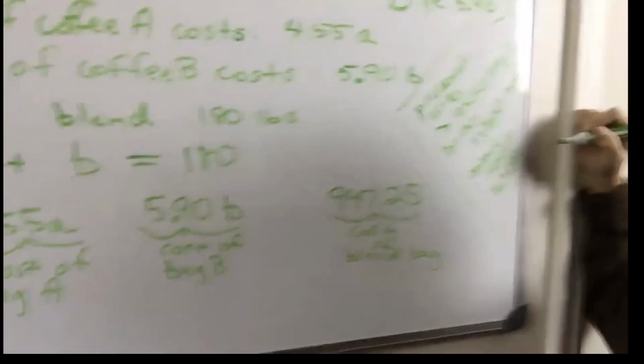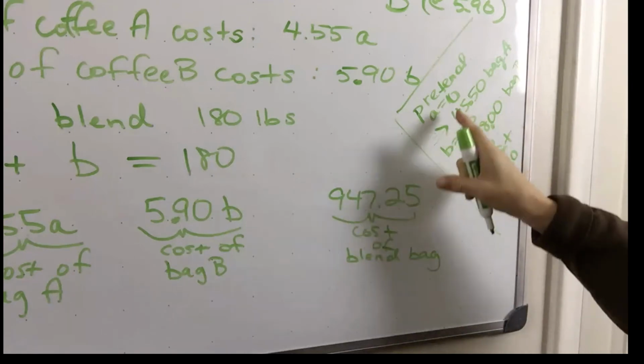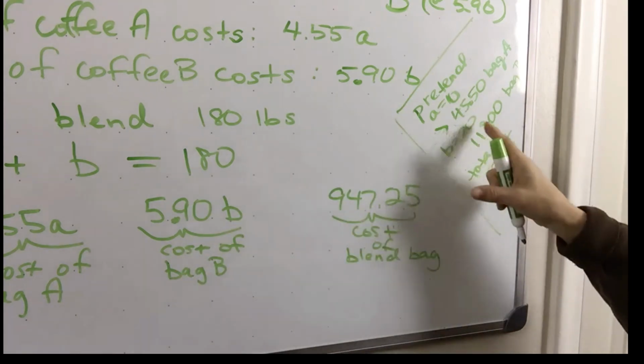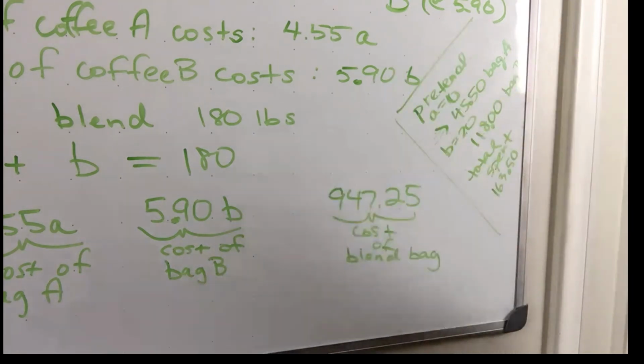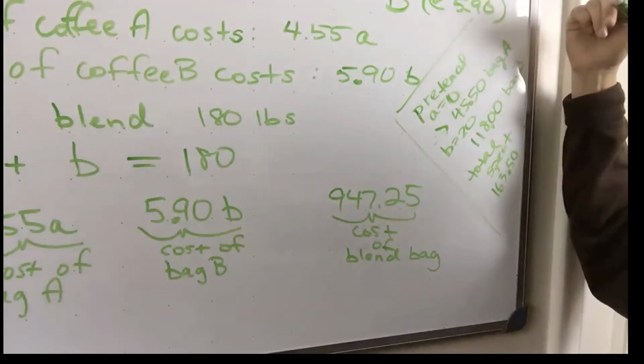So what did you do? You took the 4.55 and multiplied it by 10. Yes. And then you took the 5.9, multiplied it by 20. And then what did you do to those two numbers? I added them. Okay. So what happens over here?